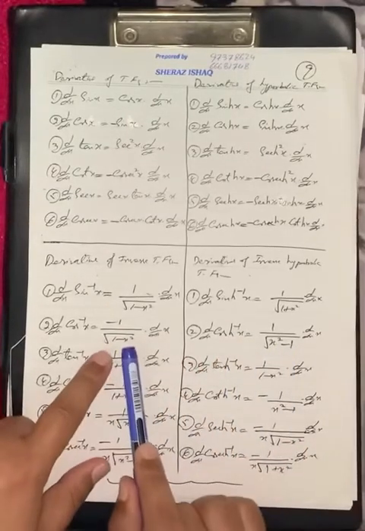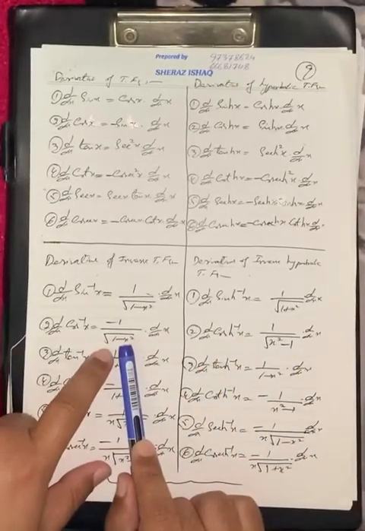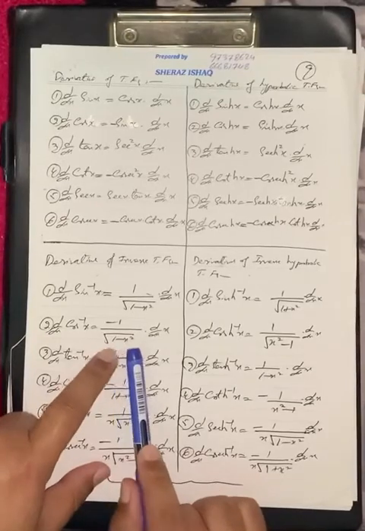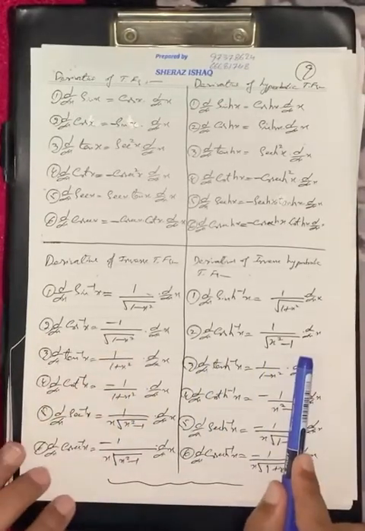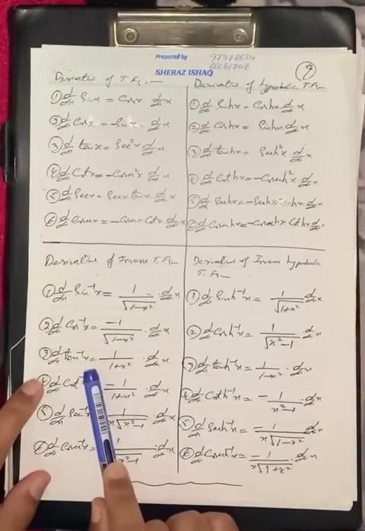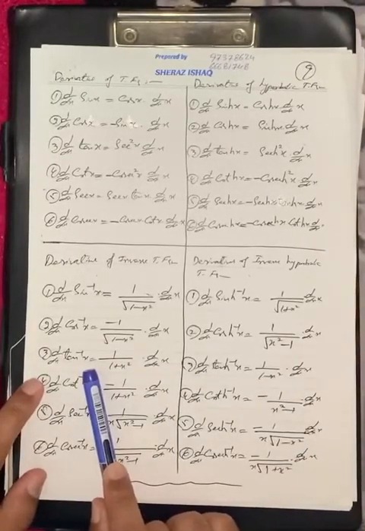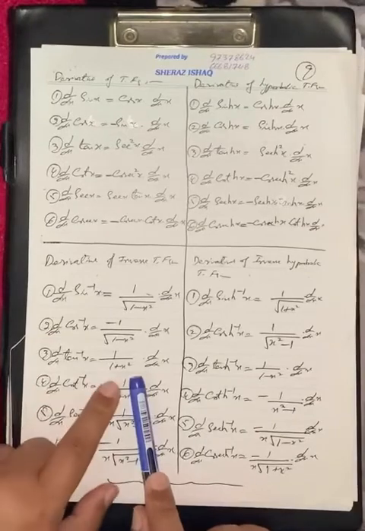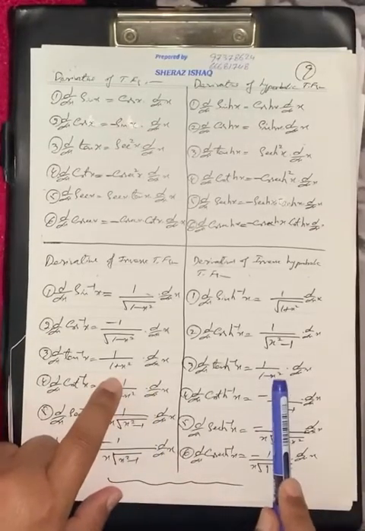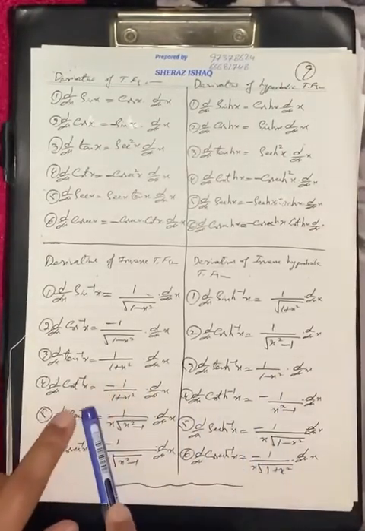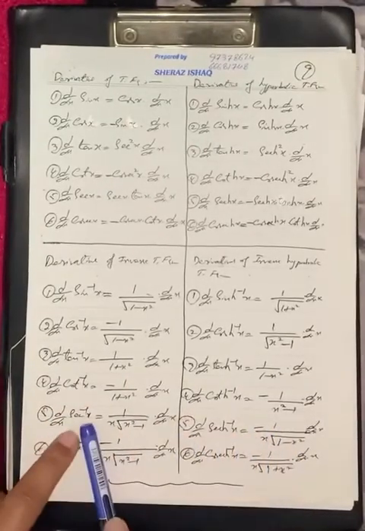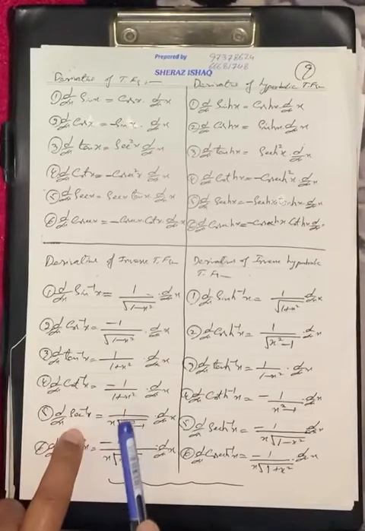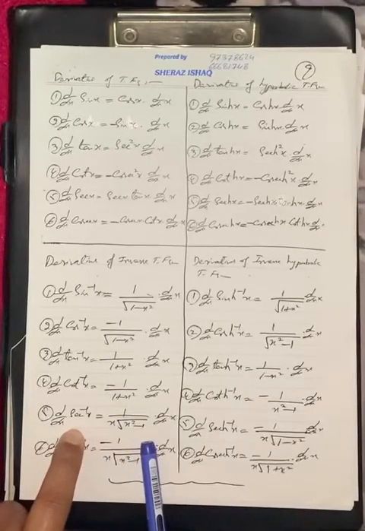But we just interchange these variables. Constant first, variable after that. We write variable first, constant after that. Next, derivative of tan inverse x is equal to 1 over 1 plus x square. So here we change the sign. But for the cot inverse, we change the variables. Same like derivative of secant inverse x, 1 over x square root of x square minus 1.